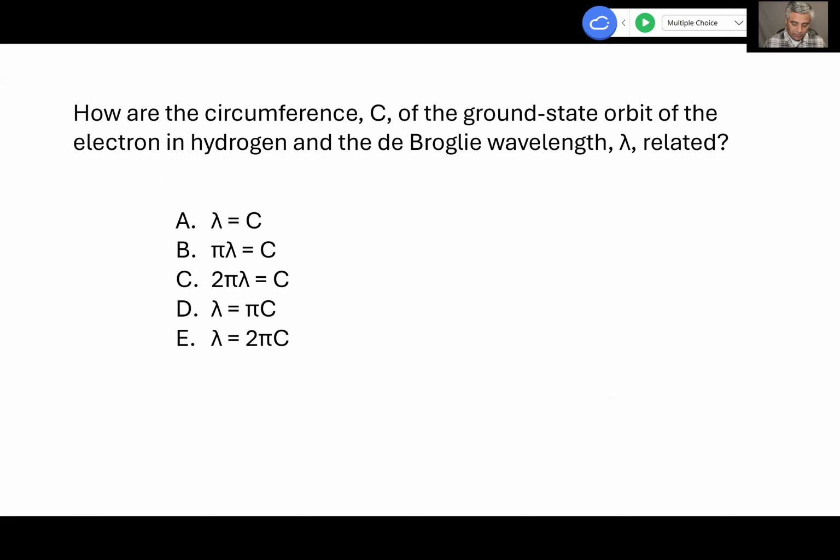So here is a question. The circumference C of a ground state orbit of the electron in hydrogen and this wavelength are related. So how did Bohr use that idea? Okay, so what do you remember? Go ahead.